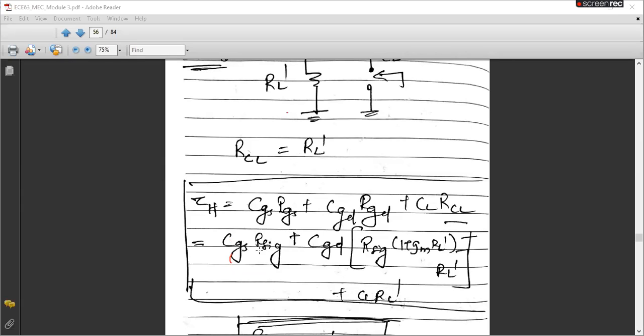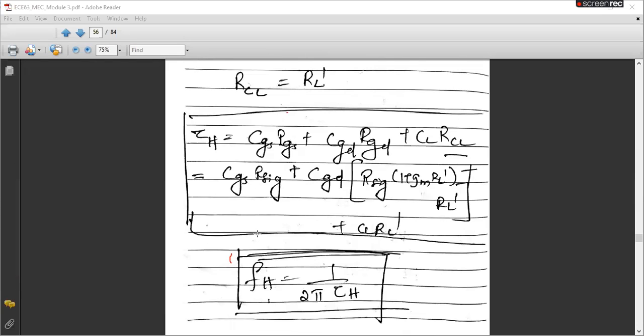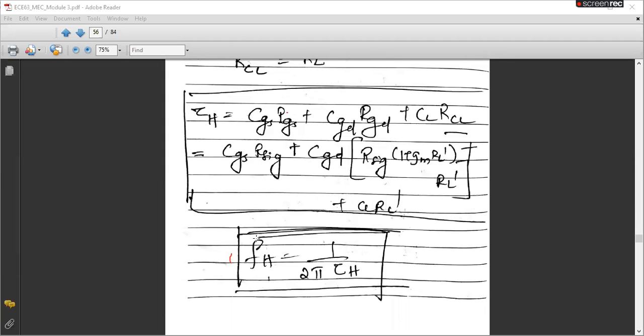So now you have substituted all those values for RGS, RGD, and RCL, whatever is obtained. After that, you should take the reciprocal. Then you will get omega h. After that, you will multiply it with 2 pi or divide it with 2 pi. That is your f. So I have just written the equation here. The equation for fh, you can substitute here directly and finish off the expression. So in this way, we have derived our cutoff frequency.